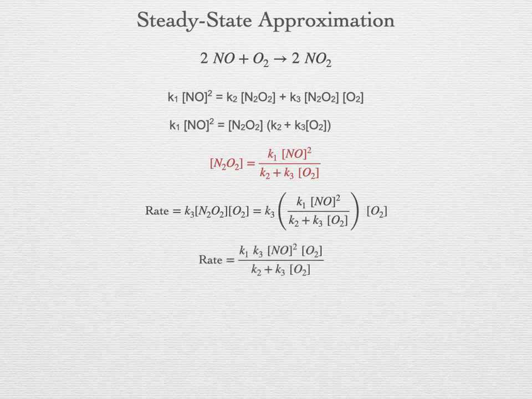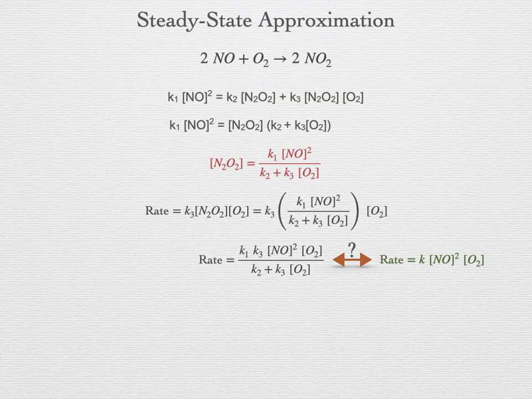Now, clearly this is more complex than we are used to seeing, but it's perfectly valid and has been arrived at with fewer assumptions. Now, what do we make of the observed rate law, which is this? How do we reconcile these two expressions? Clearly the denominator is the difficulty.